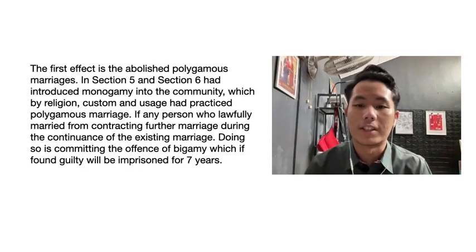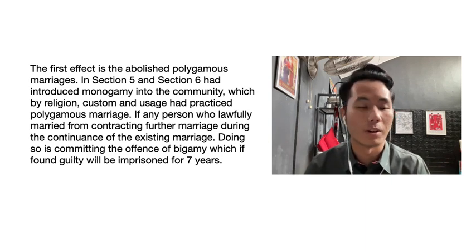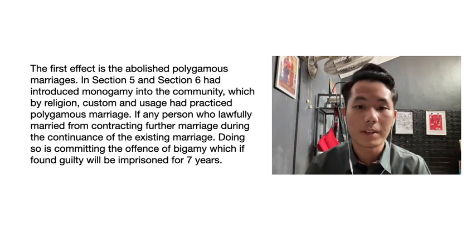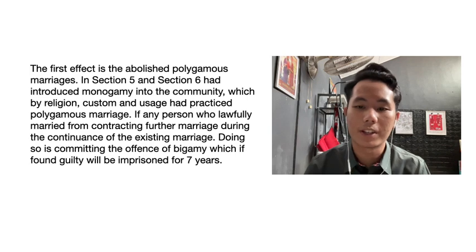The first effect is the abolition of polygamous marriage. Section 5 and Section 6 introduced monogamy into the community, which by religion, custom and usage had practiced polygamous marriage. Any person who is lawfully married is prohibited from contracting a further marriage during the continuance of the existing marriage. Doing so is committing the offence of bigamy, which if found guilty will be imprisoned for 7 years.